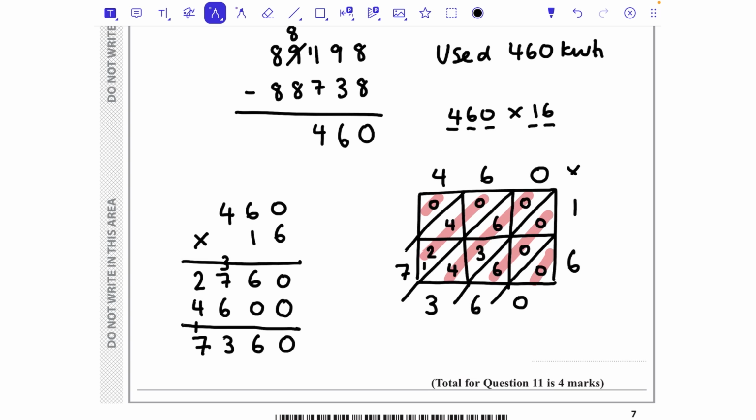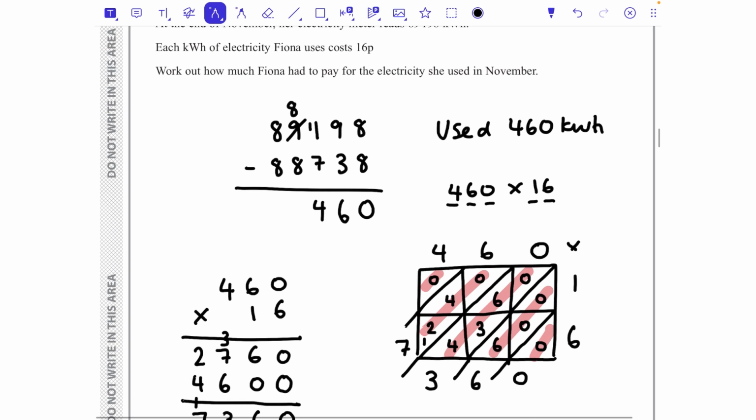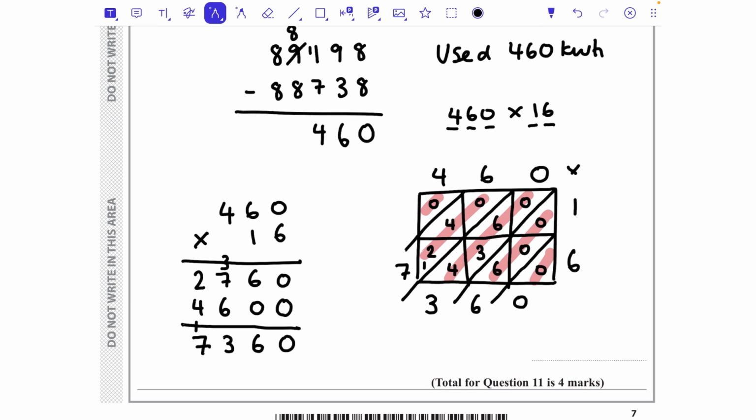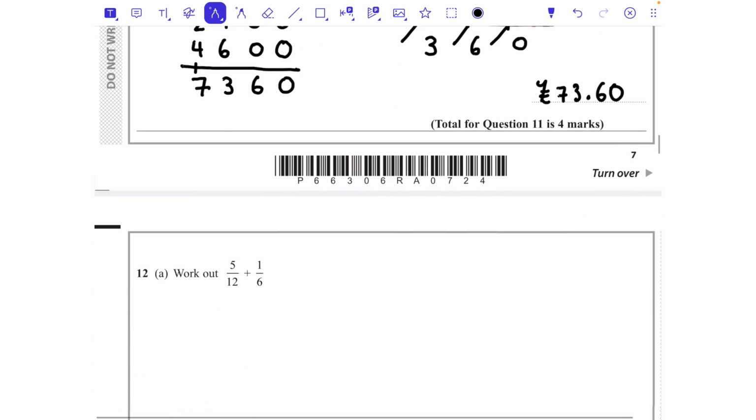Now that's in pennies, isn't it? 7,360 pennies. Of course, the electricity company are not going to say, you owe us 7,360 pennies. We're going to want to get that in pounds, and to go from pennies to pounds, you're dividing by 100, so that is £73.60. There we go. For 4 marks, that's the correct answer.